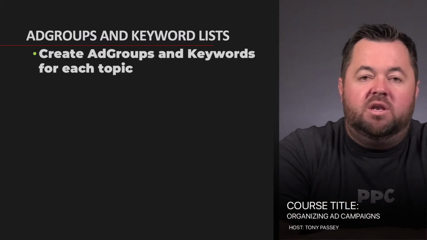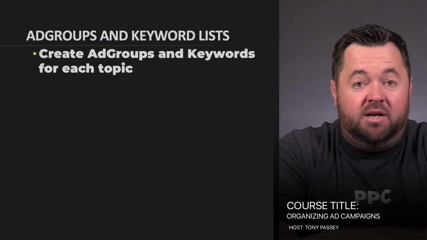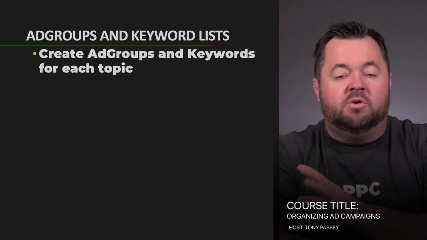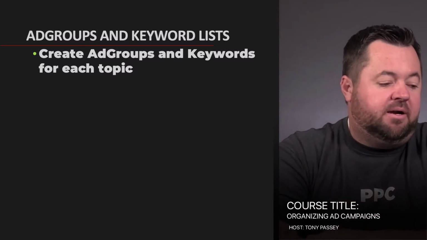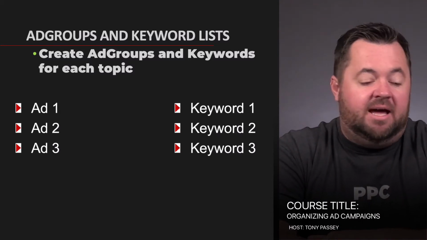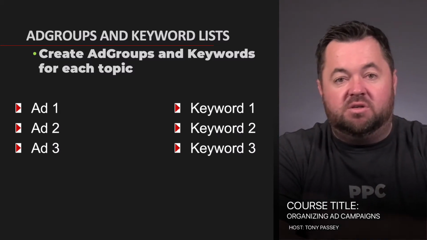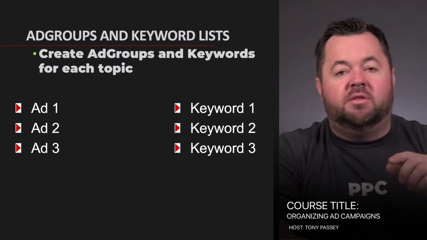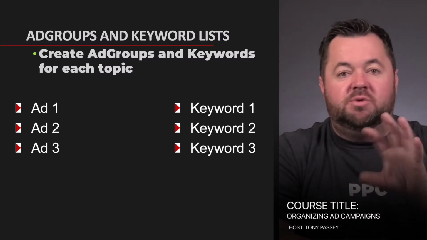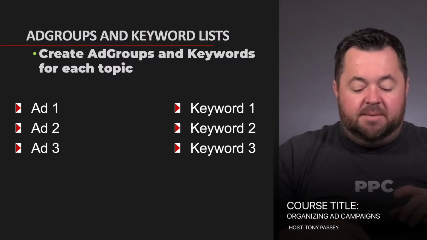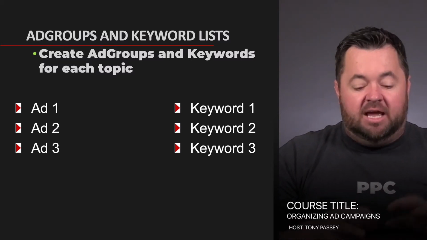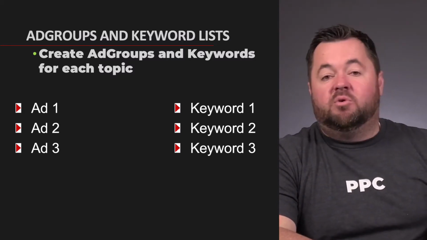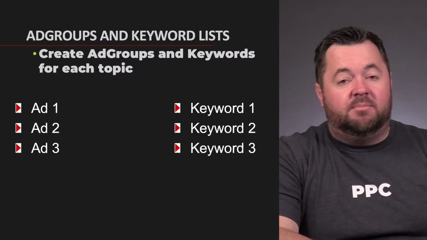So typically when you are building a campaign, you want to create a list of keywords and a group of ads, an ad group, for each major topic. Let's suppose that we have a list of keywords, keyword 1, 2, and 3, and then we have a list of ads, ad 1, 2, and 3, and they're all related to the same topic. Now, when somebody does a search and types in keyword number 1, it can show ad number 1, ad number 2, or ad number 3.